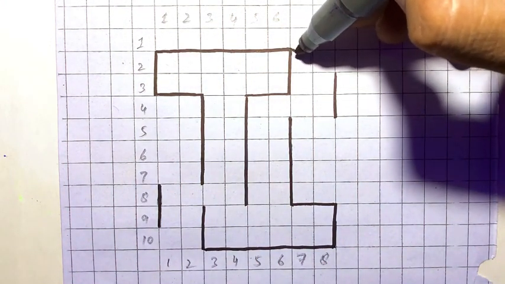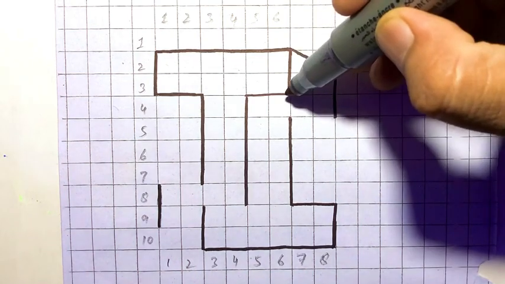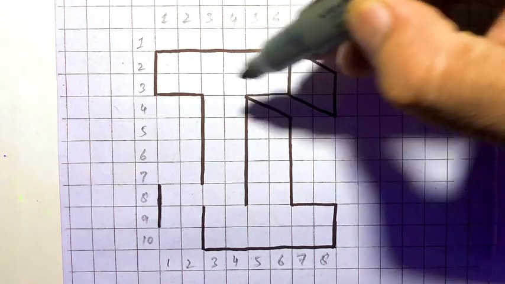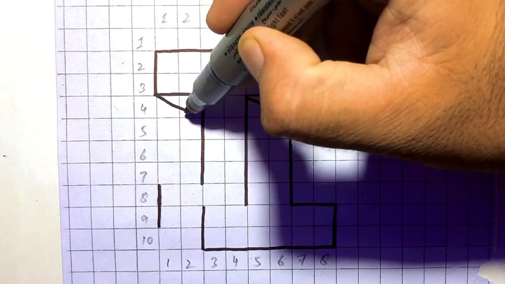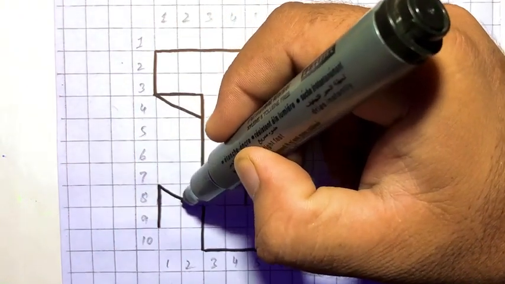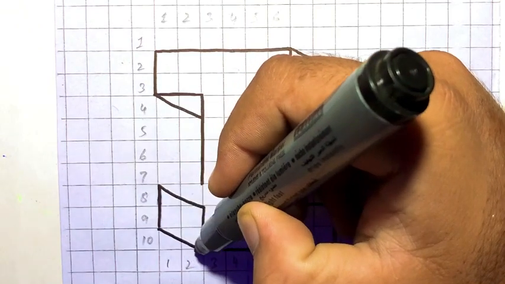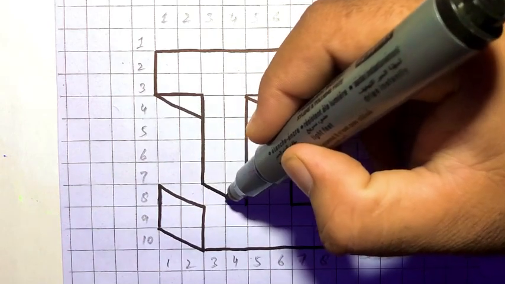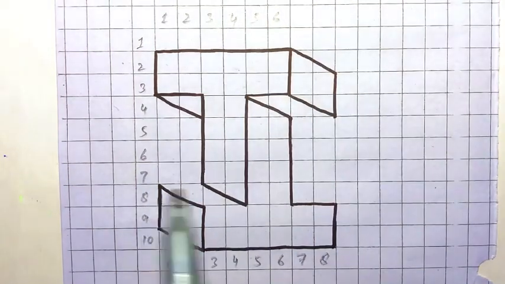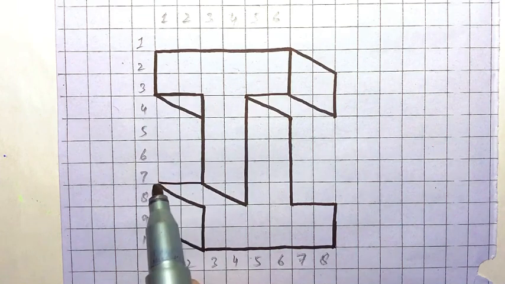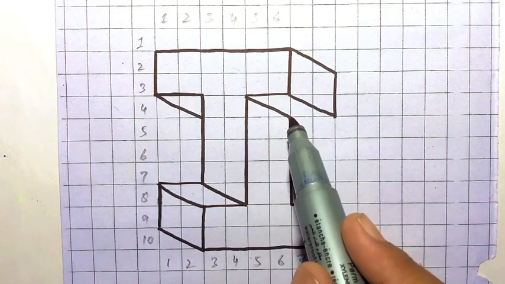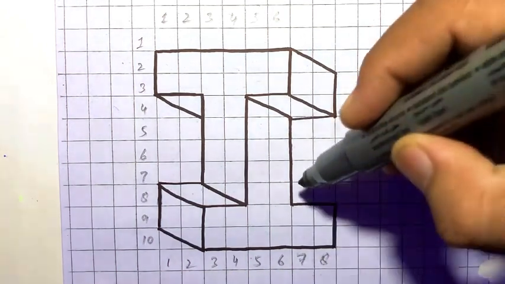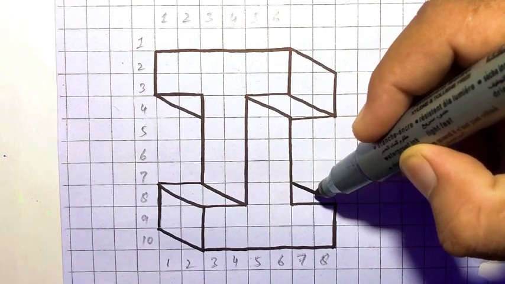attach these lines like this, like this, like this, and here to here, attach this. You can use stick to draw properly. Now attach these lines. You can watch. This is look like more beautiful, and 1 line here.